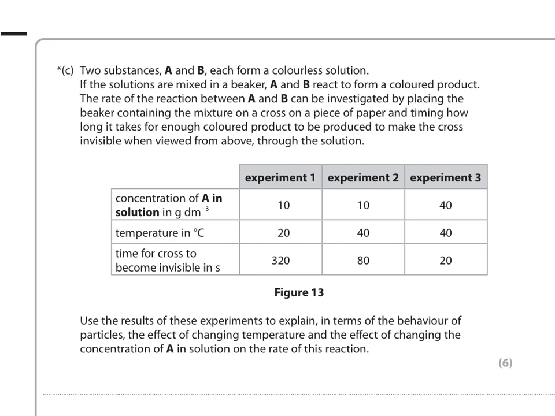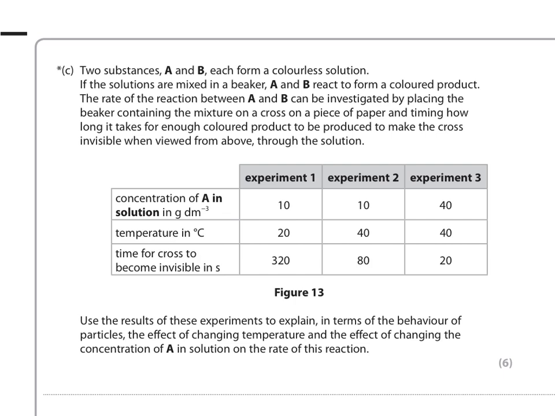Now, this is an experiment that you did for a core practical. You measured the rate of a precipitation reaction, and it's an inverse relationship. The quicker that the cross disappears, the faster the rate of reaction. So the shorter the time, the faster the rate of reaction.